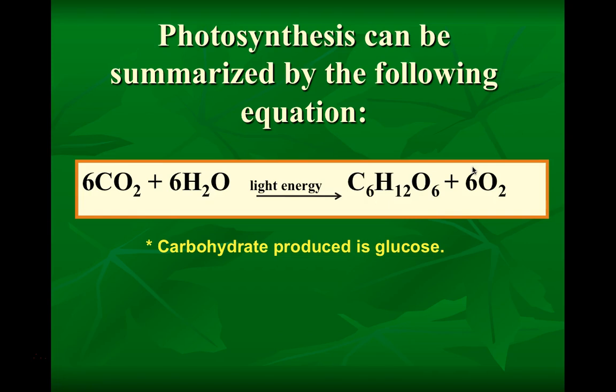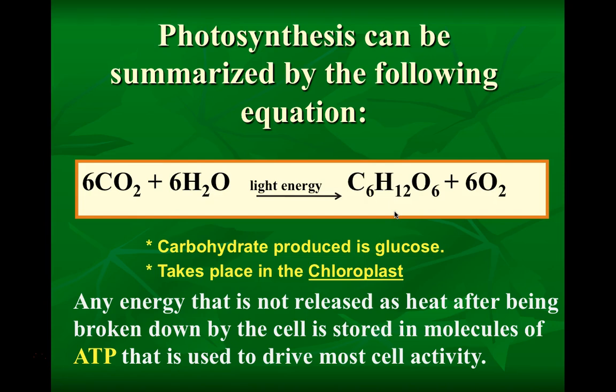The carbohydrate that's produced, as said before, is glucose. Remember that this is the general formula for all monosaccharides. So we could say that it's fructose or glucose, but it is only glucose that's produced in photosynthesis. This entire process takes place in the chloroplast, and most energy is released as heat, because it's being broken down by the cell to do most of our daily functions.